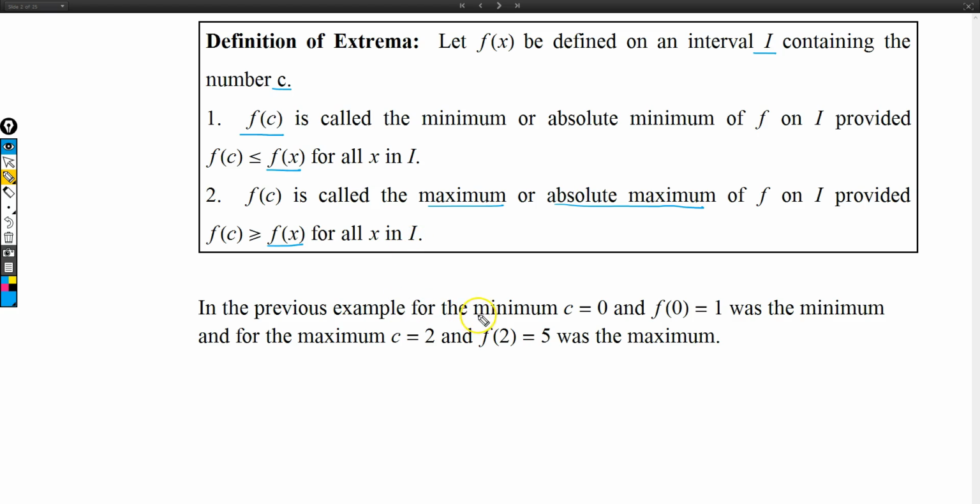Now in the previous example, for the minimum, the c was equal to 0, and you notice that f of c, or f of 0, was 1, and that was our absolute minimum. And for the maximum, the c was equal to 2, and f of c, or f of 2 in that case, was 5, and that was our absolute maximum. Now let's consider this example.